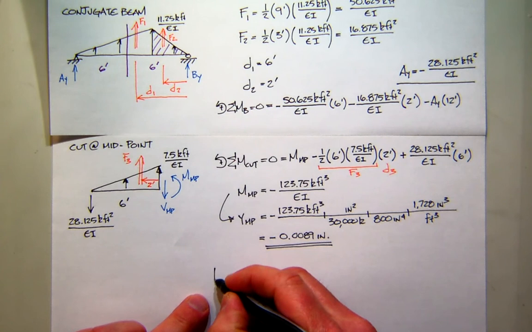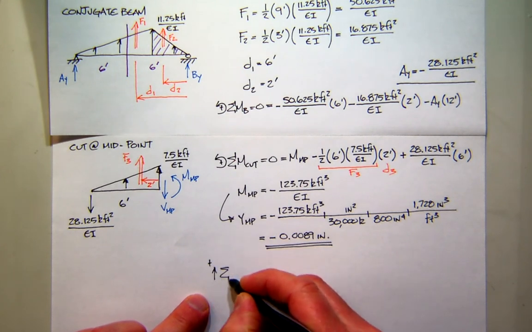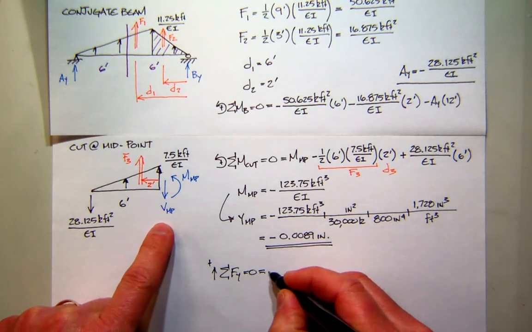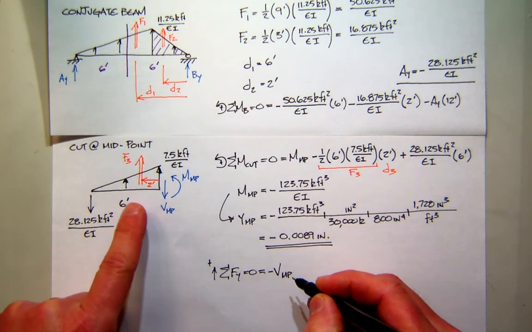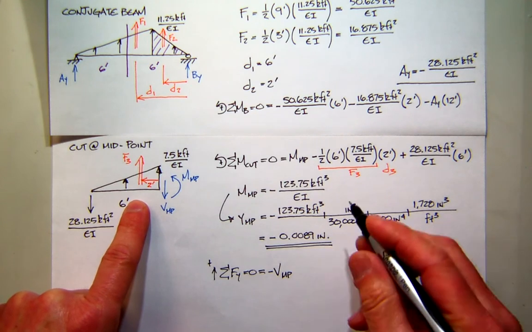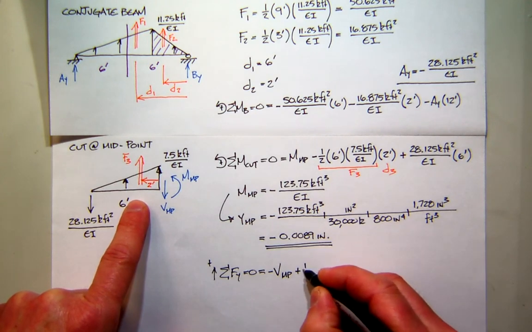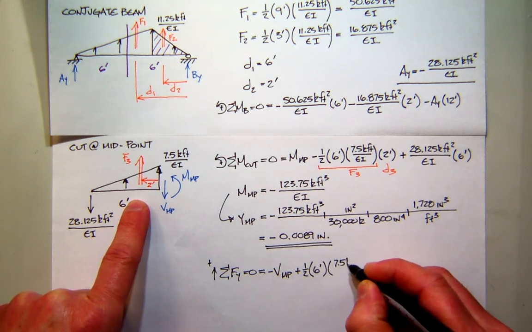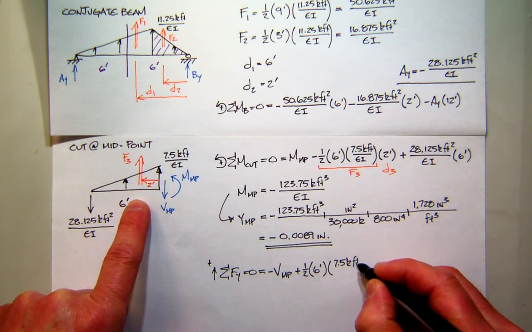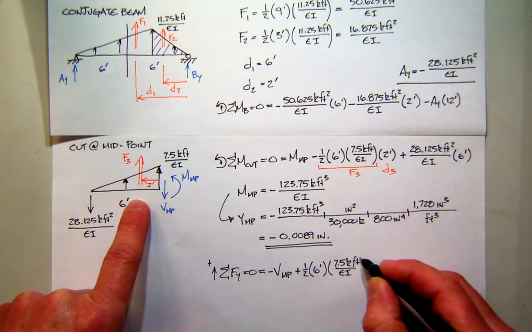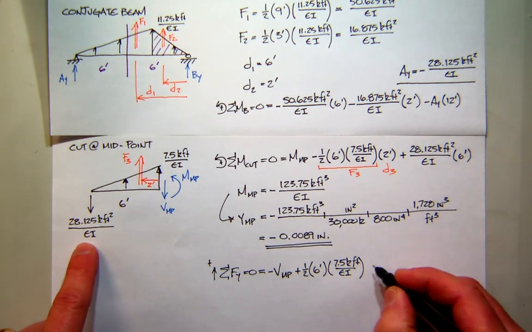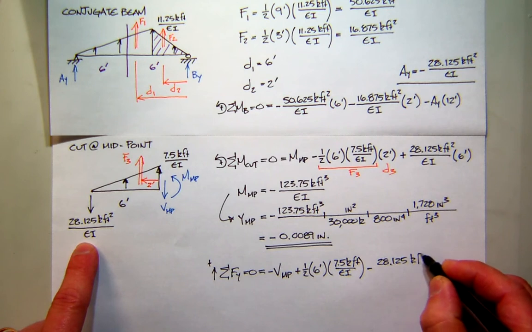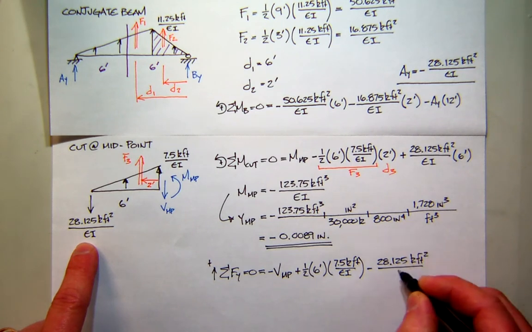So let's go ahead and finish up and find the slope. So if I sum forces in the y direction, I'll have my shear acting down, the shear at the midpoint. I have force 3 acting up. Unfortunately, I didn't calculate force 3, so I have to do it again. So I've got 1/2 base times height, 7.5 kip feet over EI. So there's force 3. And then my 28.125 kip feet squared over EI force acting down.